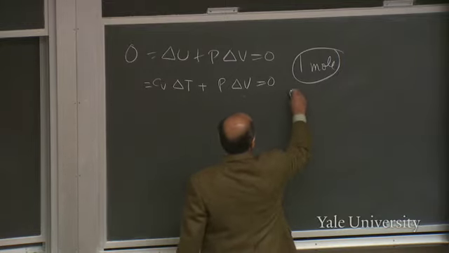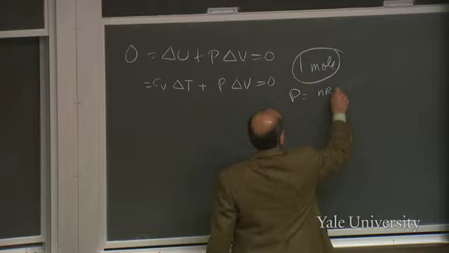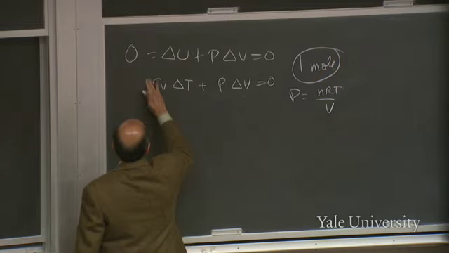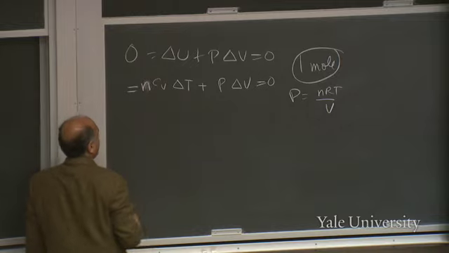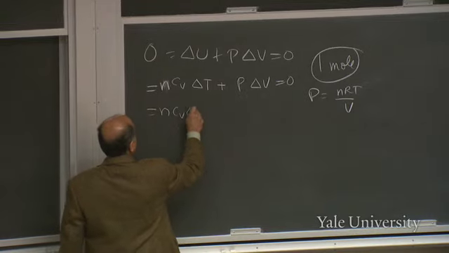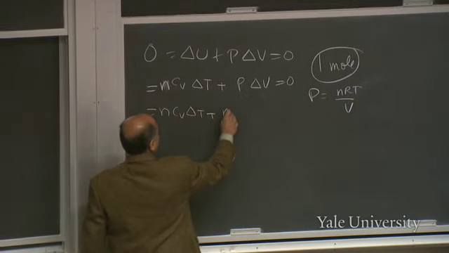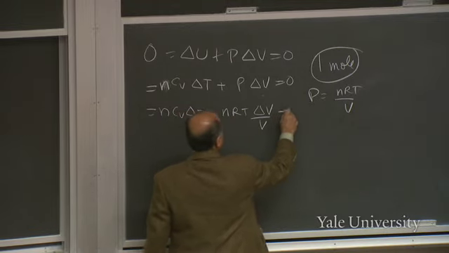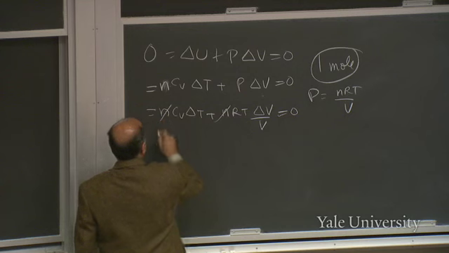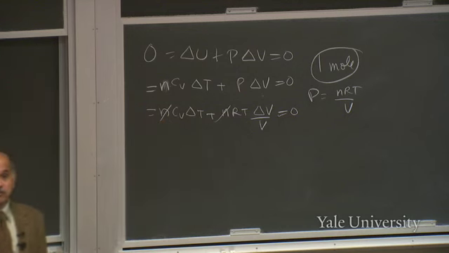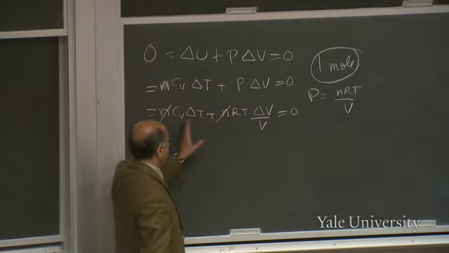Now, P is nRT over V. So maybe I'll do it this way for you guys. If you want, put an n back there. But you'll find n cancels out of the equation, because nCV delta T plus nRT delta V over V equals 0. So the answer doesn't depend on how many moles you took. So I will take 1 mole for my calculation. Think about what this says.